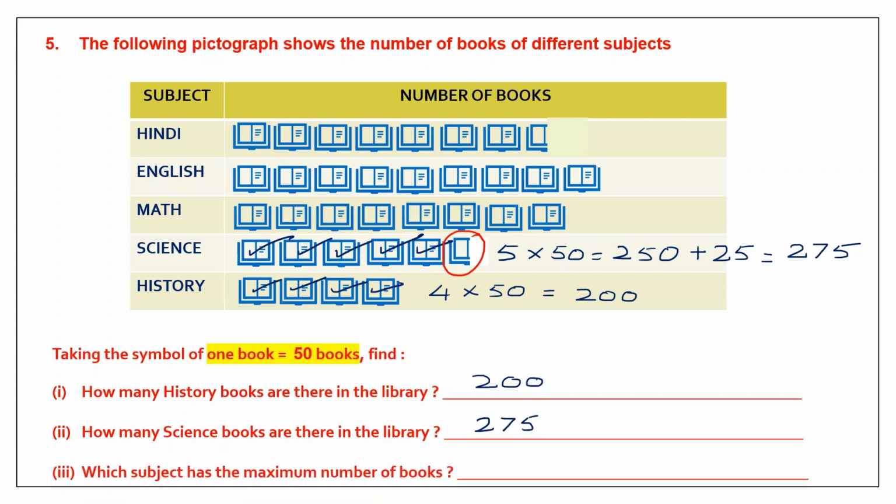Next question. Which subject has the maximum number of books? So as you can see, English. You can easily look at the pictograph and make out there are many more books in English than the other subjects. So let's count 1, 2, 3, 4, 5, 6, 7, 8, 9. So English is the subject which has the maximum number of books. So let's write that down.